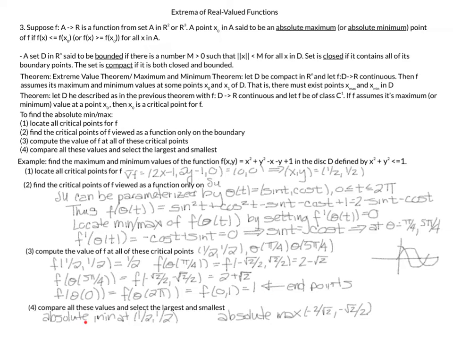And so comparing all these values, we see there's a minimum at 1/2, and there's a max at negative 2 square root of 2, comma, negative square root of 2 over 2. So the moral of the story is you use your gradient to find critical points, and if you're on a boundary, a compact domain, you're going to also look at the boundaries to find critical points. And even the boundary might have endpoints or vertices that you want to consider.